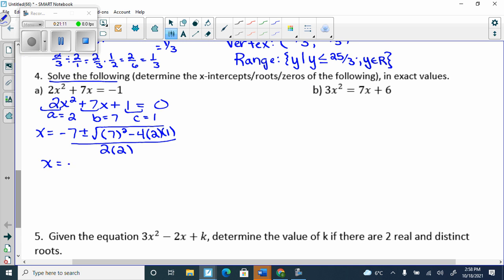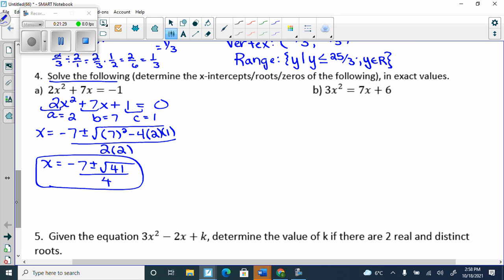X equals negative 7 plus or minus the square root. Now this is going to be 49 minus 8. When I type it in, it's going to get me 41. 41 is a prime number. You should throw a party. You can't reduce that. Done.